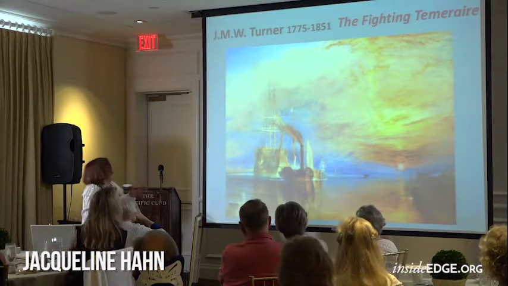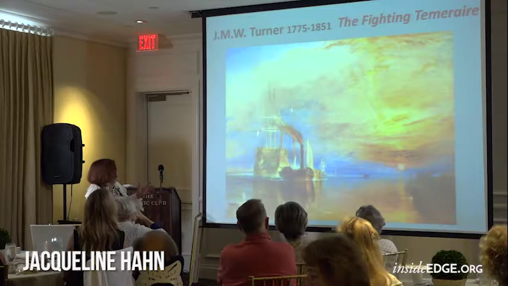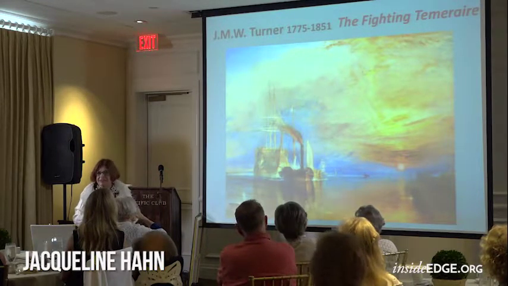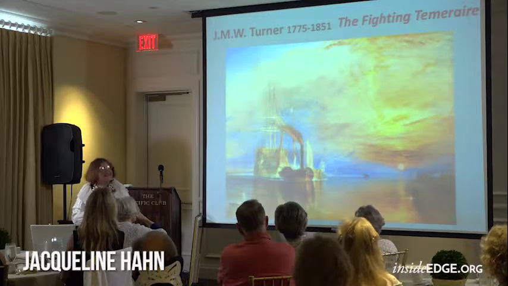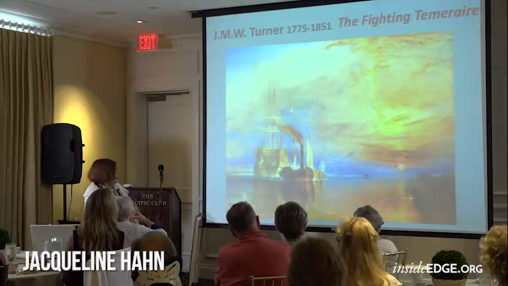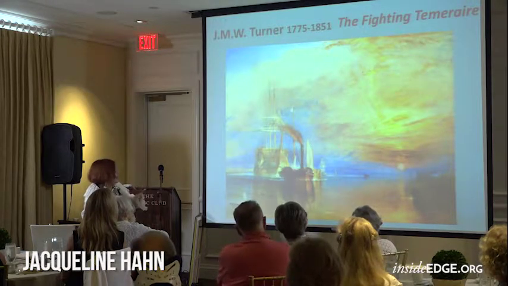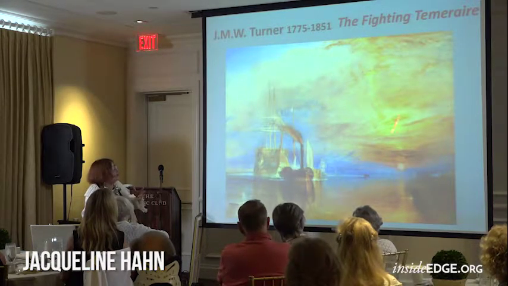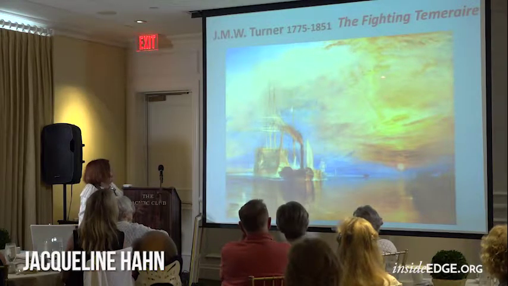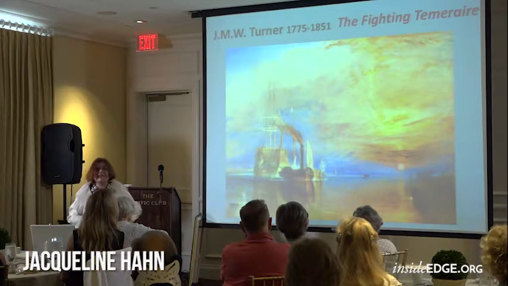So Turner in England did this, and it's really impressionistic. Here's The Fighting Temeraire. He did a lot of paintings about boats and also fires because of the reds and the oranges and the magnificent yellows. Okay, can everybody see?